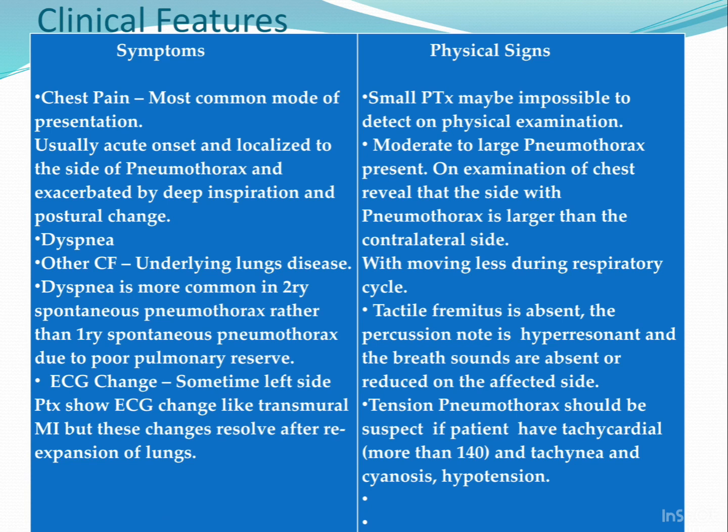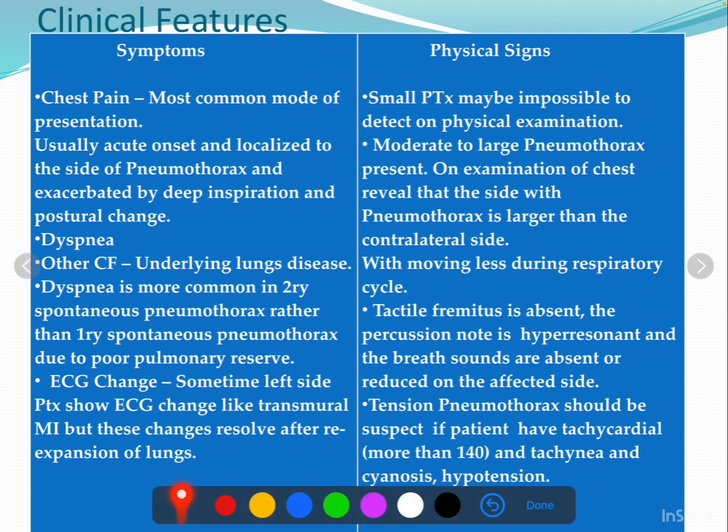They are telling that dyspnea is more common in secondary spontaneous pneumothorax rather than primary spontaneous pneumothorax due to poor pulmonary reserve. Suppose there is a patient of emphysema, because of poor pulmonary reserve and the patient is having pneumothorax, then the patient will suffer and dyspnea will be more common in those patients. And in ECG, sometimes left-sided pneumothorax, very important. This is a very important point. They are telling that sometimes left-sided pneumothorax can show ECG changes like transmural myocardial infarction, but these changes resolve after re-expansion of lungs. Very important. So left-sided pneumothorax can mimic transmural MI.